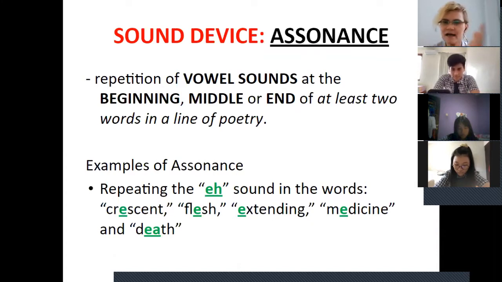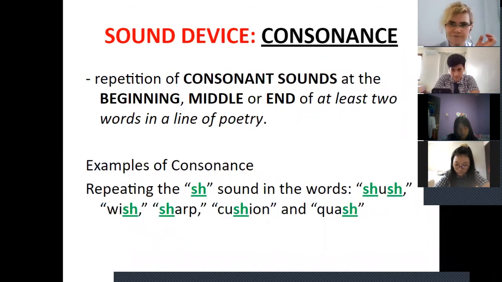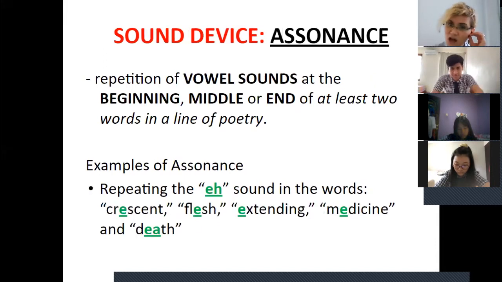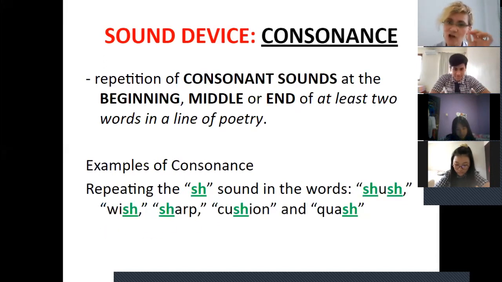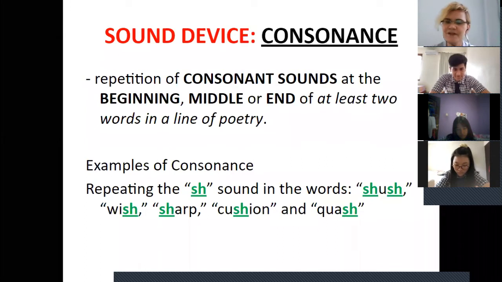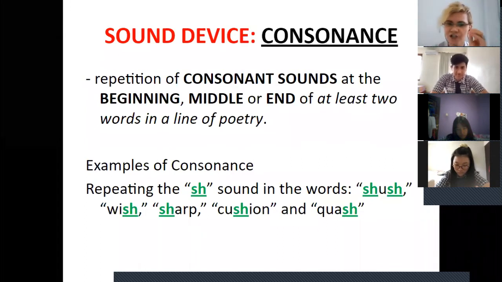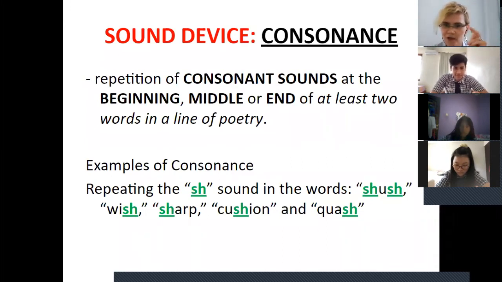So we also have the repetition of the consonant sounds. That is called consonance. As assonance repeats the vowel sounds, consonance repeats the consonant sounds. They can also be at the beginning, the middle, or the end. So for example, here we have the consonant sh: shush, wish, sharp, cushion, and quash. So the sh sound is repeated throughout.